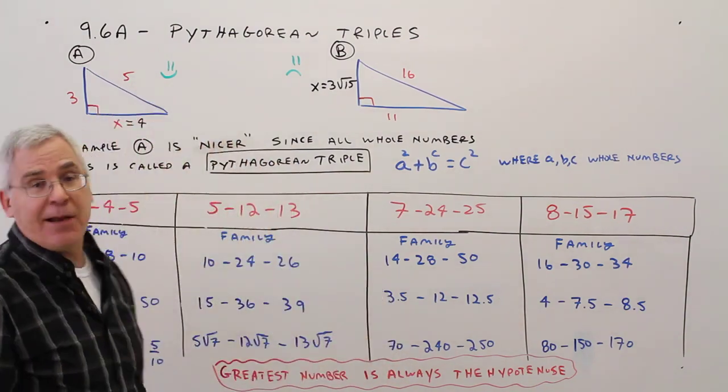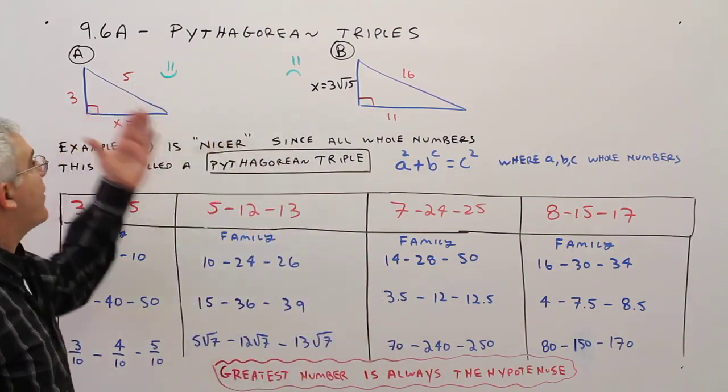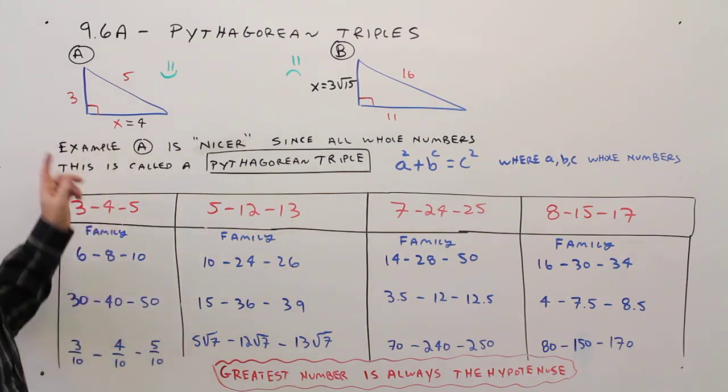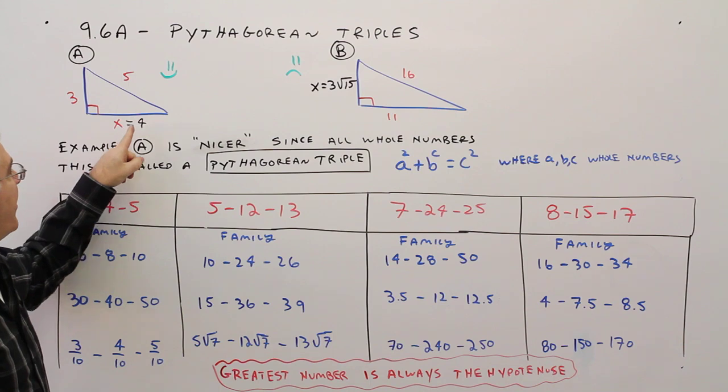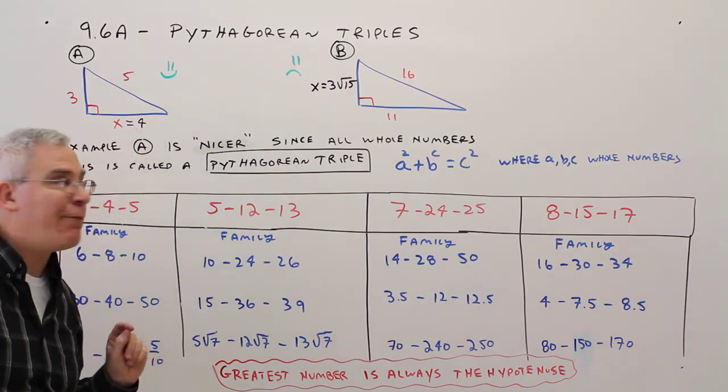Welcome to example 9.68, Pythagorean triples. I've got example A and B. So in example A, I was asked to solve for x. I used the Pythagorean theorem and got it to be a nice friendly value of 4.